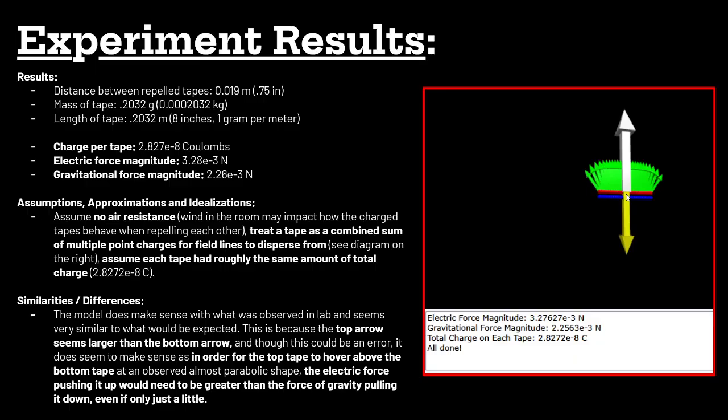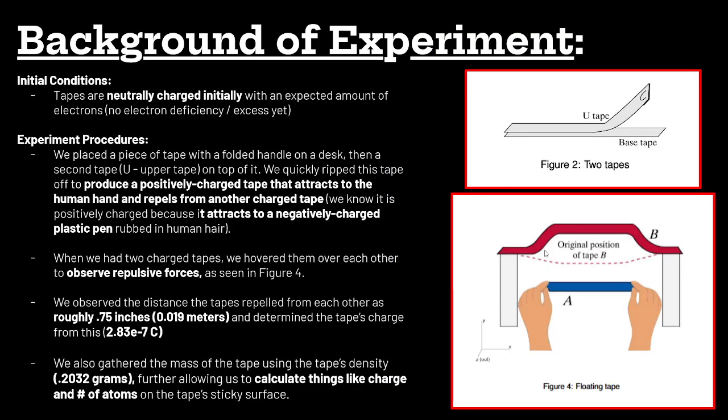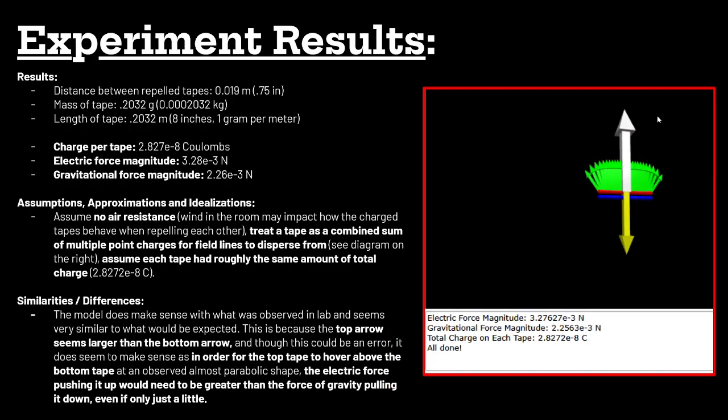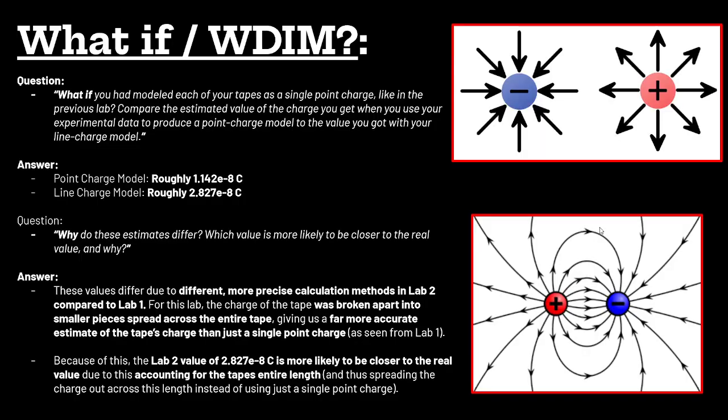The model does make sense with what we expected, though, because the top arrow is larger than the bottom one. And this makes sense because in order for the tape to hover over each other, as you can see here in this almost parabolic shape, the electric force has to be greater than the gravitational force that's pulling it down. And that's what we see here, and that's what we observed in lab. So it's pretty similar to what you would expect in the real world.